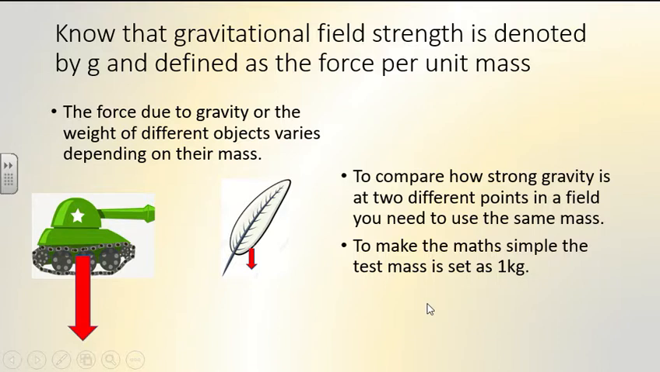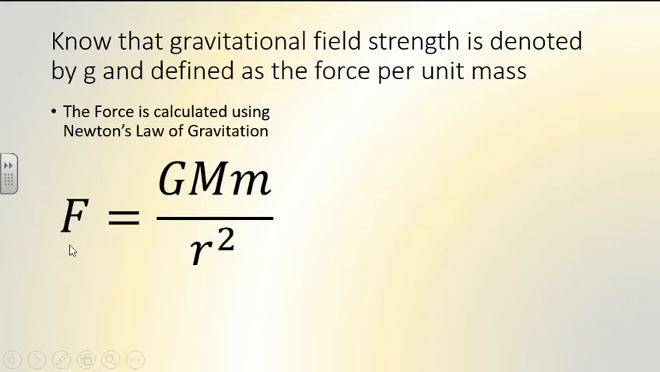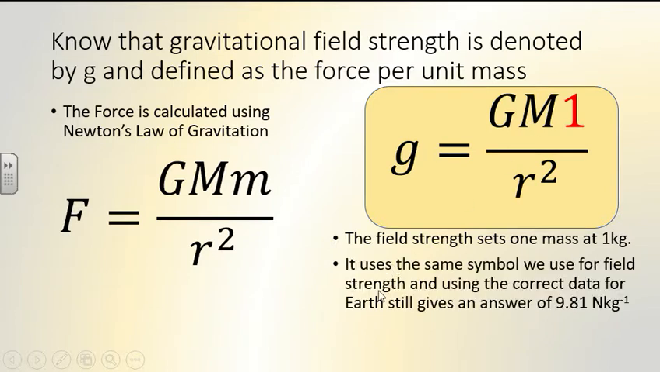That's our test mass. So, what does that do with Newton's law of gravitation? The force due to gravity equals GMm over r squared, as defined in the last video. We're now saying we're going to set one of these masses at 1 kilogram, which gives us gravitational field strength g equals GM over r squared. Same symbol we use for gravitational field strength, and using the correct data for Earth, you still get 9.81 newtons per kilogram on the Earth's surface.